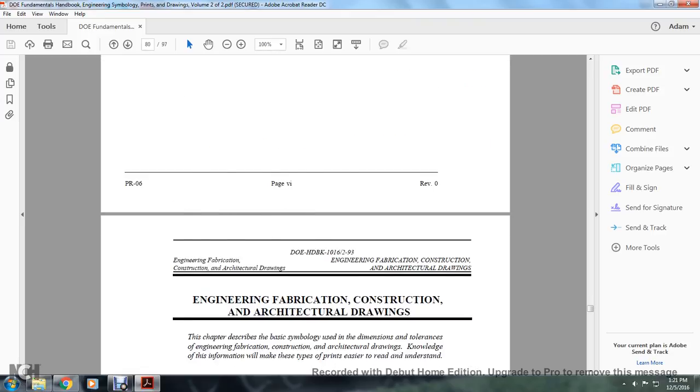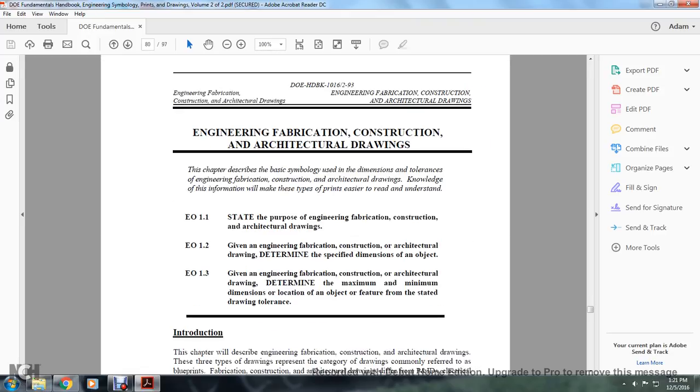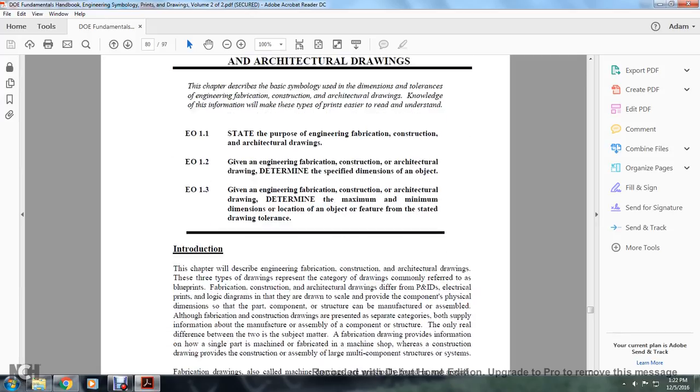Enabling objectives 1-1: state the purpose of engineering, fabrication, construction, architectural drawing. Enabling objective 1-2: given the fabrication, construction, architectural drawing, determine the specified dimension for the object. And enabling objective 1-3: given the engineering, fabrication, construction, architectural drawing, determine the maximum and minimum dimension, location, object, and feature from the stated drawing tolerance.